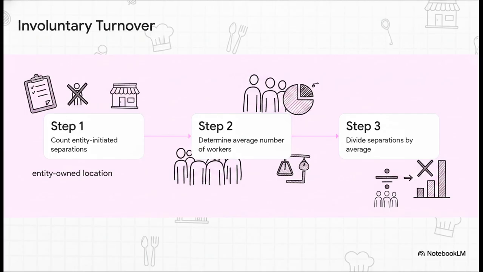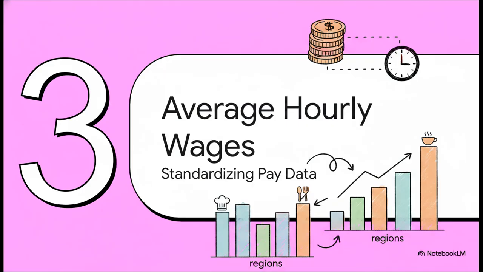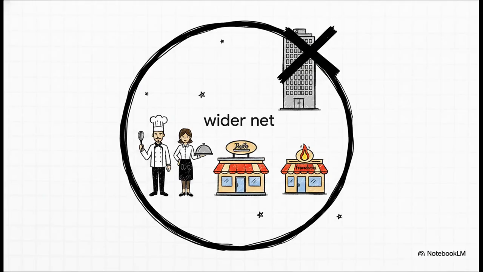So those dismissals and redundancies. It is a clean, totally standardized way to see exactly why people are walking out the doors of your entity-owned locations. Moving right along to Section 3, calculating average hourly wages and standardizing that pay data by region. Now, this is interesting. The scope here actually shifts a bit compared to our turnover metric.